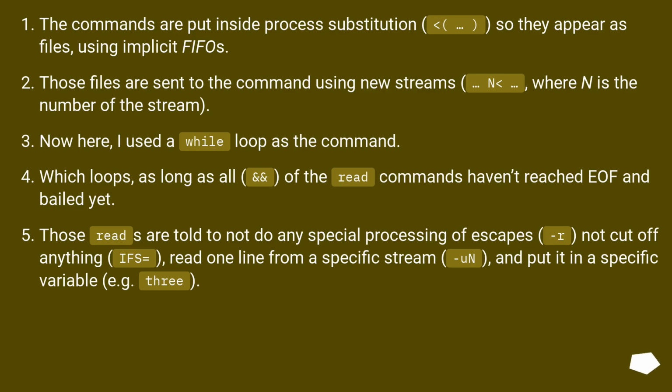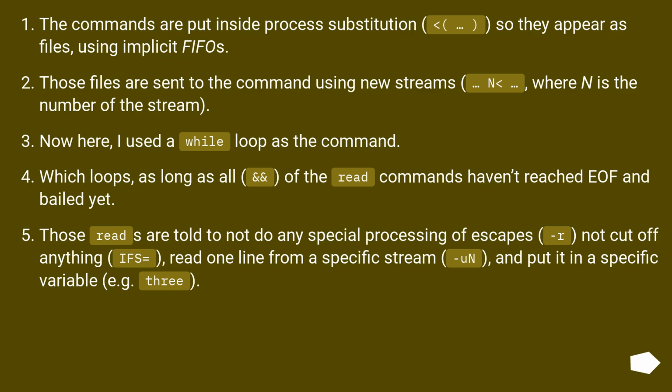The commands are put inside process substitution <( ), so they appear as files, using implicit FIFOs. Those files are sent to the command using new streams, N<, where N is the number of the stream.